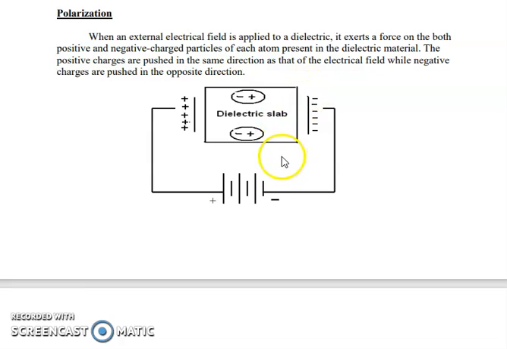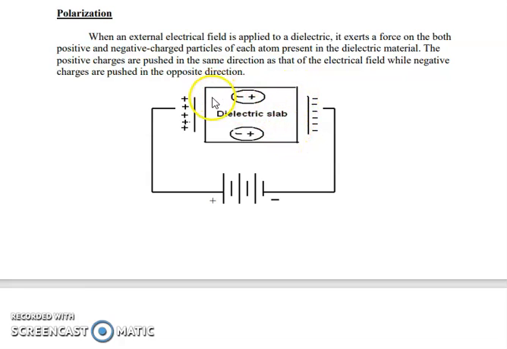Because of this, inside the dielectric slab the negative charges will be displaced in one direction. In which direction will the negative charges be displaced? Opposite, toward the plus plate. All the negative charges will be collected here, and all the positive charges will be collected here, because the negative terminal of the battery is here. So all the positive charges will be near this end of the slab.